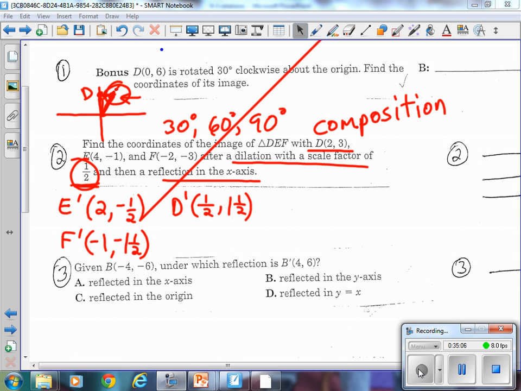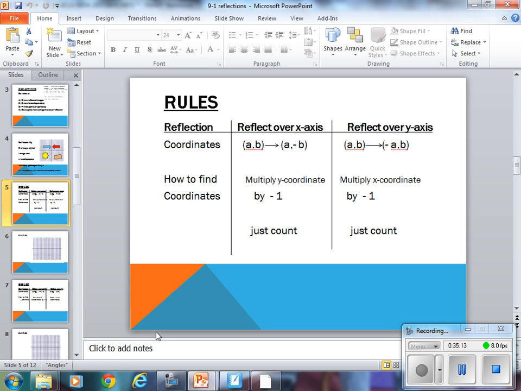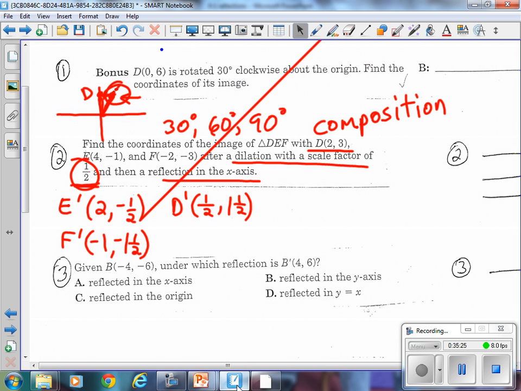Then we want to do a reflection over the x-axis. Well, if we go back to our PowerPoints and look at reflections, and we just want over the x-axis, we see that (A, B) goes to (A, negative B), so all you do is change the sign of all the y coordinates. So we can go back here, and I'm actually going to write it right here. So we take this and we change the sign of all the y coordinates, so we get 1/2, negative 1.5. You just change the sign of that one.